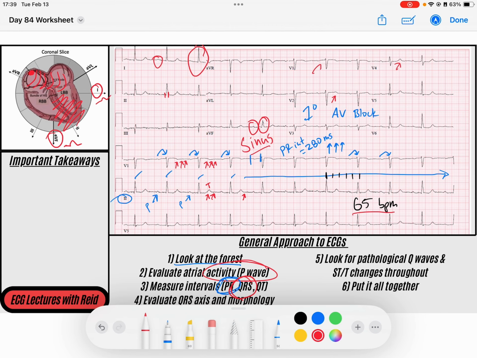We've got good R wave progression. See, we've got our little septal R here that's growing, and then we get nice transition here in V4, and then we have nice positive QRSs in V5, V6. Music to my ears. That's fantastic R wave progression.